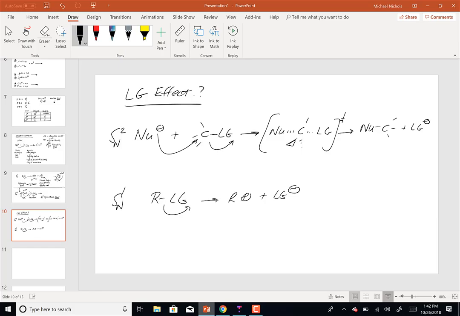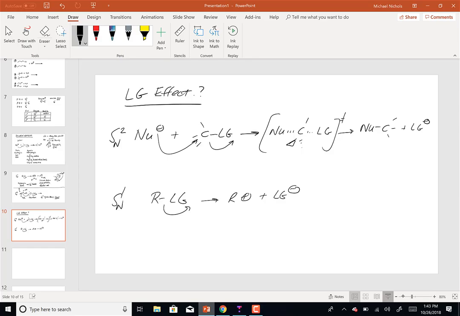What's not in the rate determining step? The concentration of the nucleophile. So if I make my nucleophile better, what happens? Nothing. What about SN2? If I make my nucleophile better, will it make the reaction faster? Yes. Why? It's in the rate determining step. Okay. So all these different factors go into play in terms of SN1 and SN2 reactions.